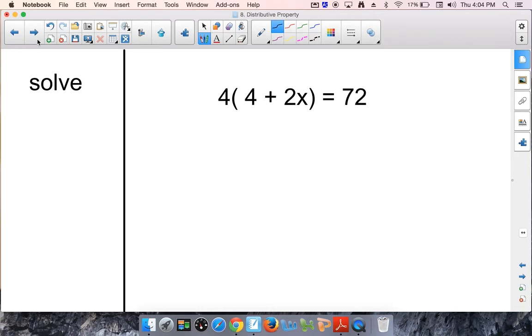Let's try one that doesn't give me a fraction. Go ahead and solve this one. Stop the video now and then turn it back on when you want to see it solved.